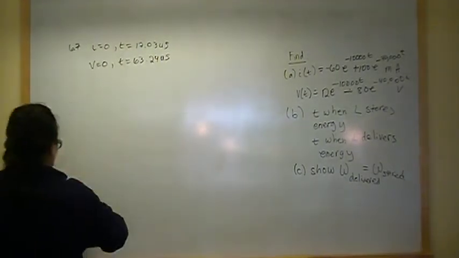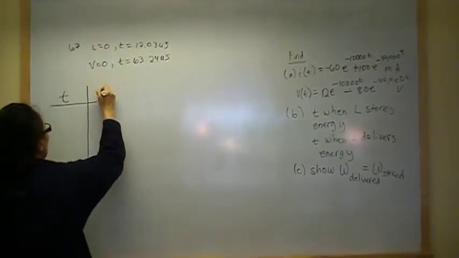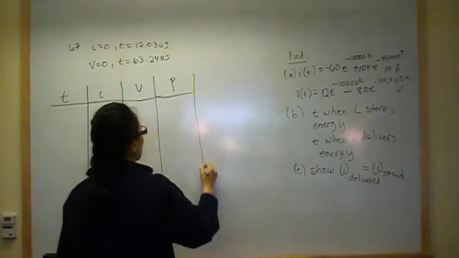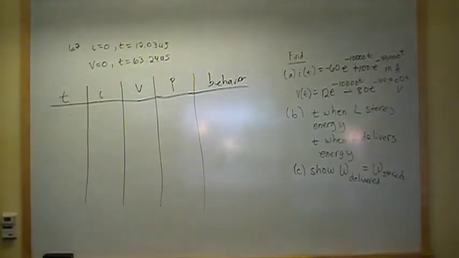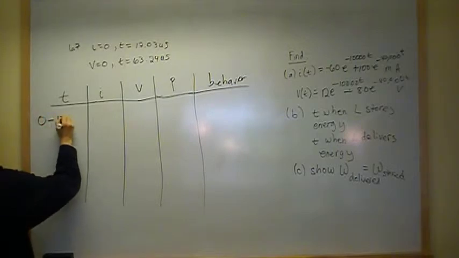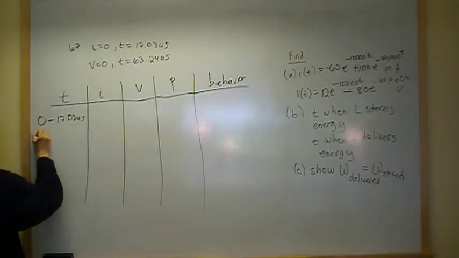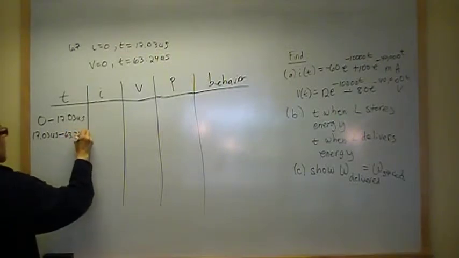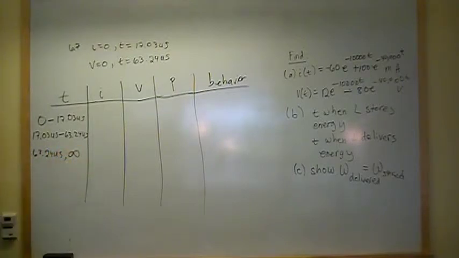Make a table. We want to know the time interval, what the current is doing, what the voltage is doing, what power is doing, and then the behavior. So we have a couple time intervals to consider: from 0 to 17.03 microseconds, from 17.03 microseconds to 63.24 microseconds, and from 63.24 microseconds to infinity time.